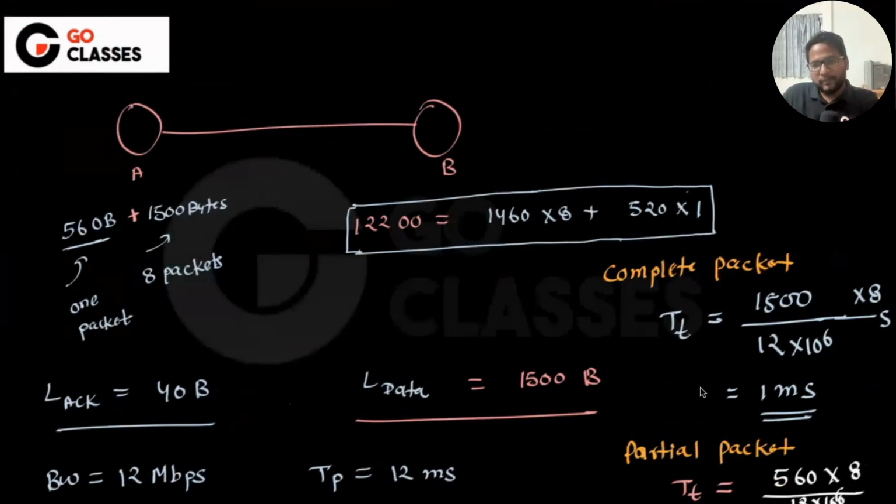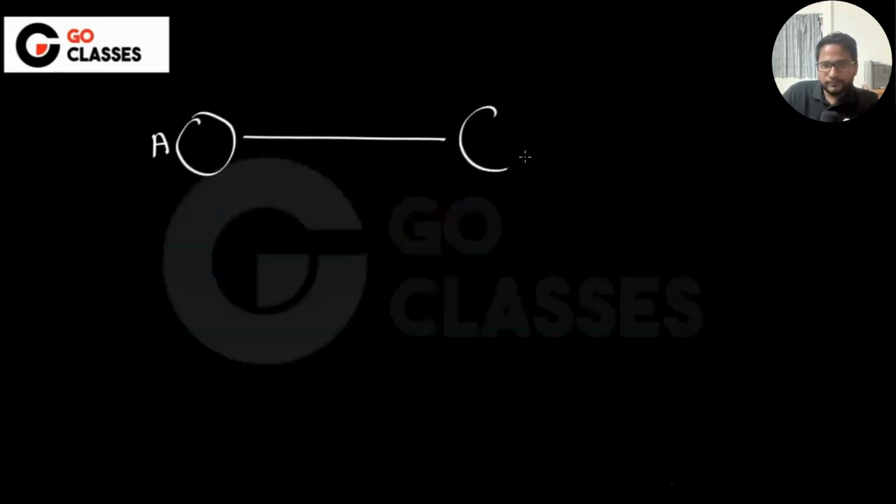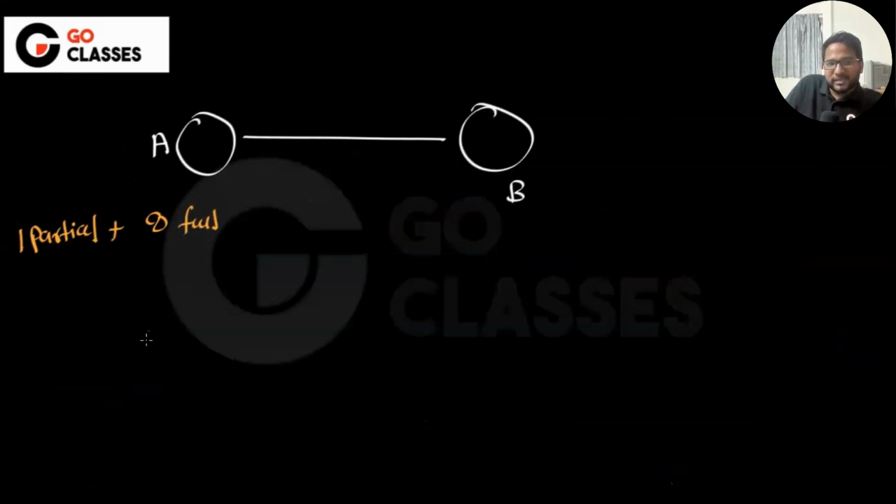So we know the transmission time for the partial packet. Now, can you tell me how much total time you will be taking from A to B for the 8 full packets and 1 packet which is partial? Let's calculate this. Can I just write all of that at once, or should I follow stop and wait? I think we need to follow stop and wait, right?